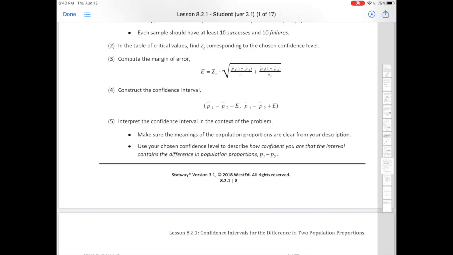Interpret the confidence interval in the context of the problem. Again, this is the most important step. Make sure the meanings of the population proportions are clear from your description. Don't just say P whatever. You want to say the proportion of millennials who believe in whatever. Make sure you say specifically what you're talking about. And use your chosen confidence level to describe how confident you are that the interval contains the difference in population proportions.